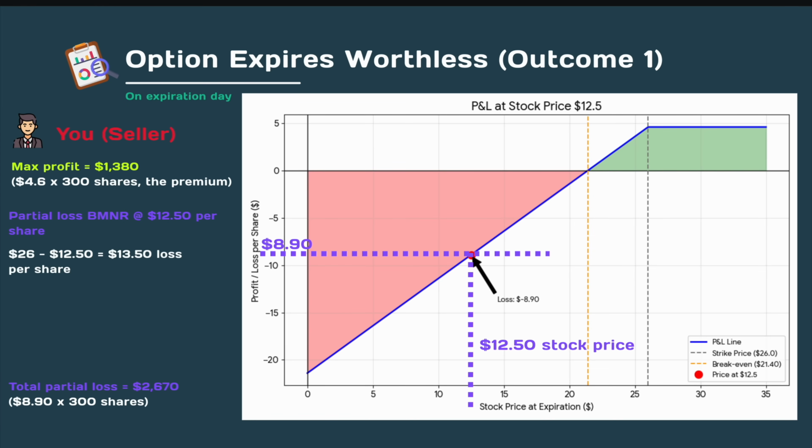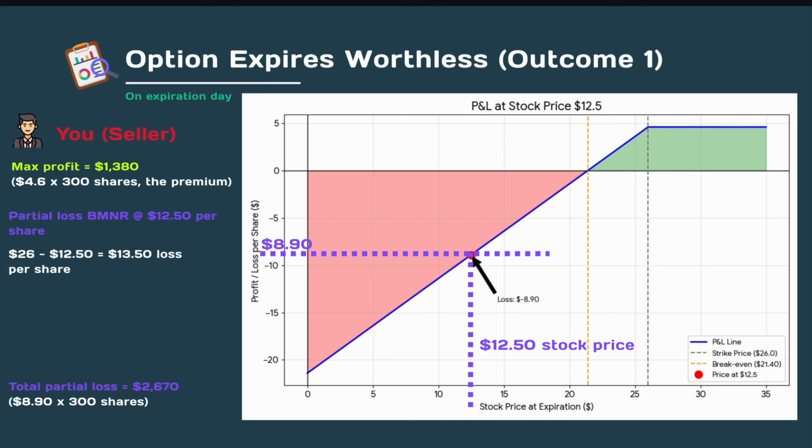And here's how we're going to do the mental math. Remember that the strike price is $26. If the stock price trades at $12.50, and remember that every dollar under $26 means we're losing money, then from $26 down to $12.50, that's a vertical width of a loss of $13.50. That would be our whole loss if we didn't collect any premium.